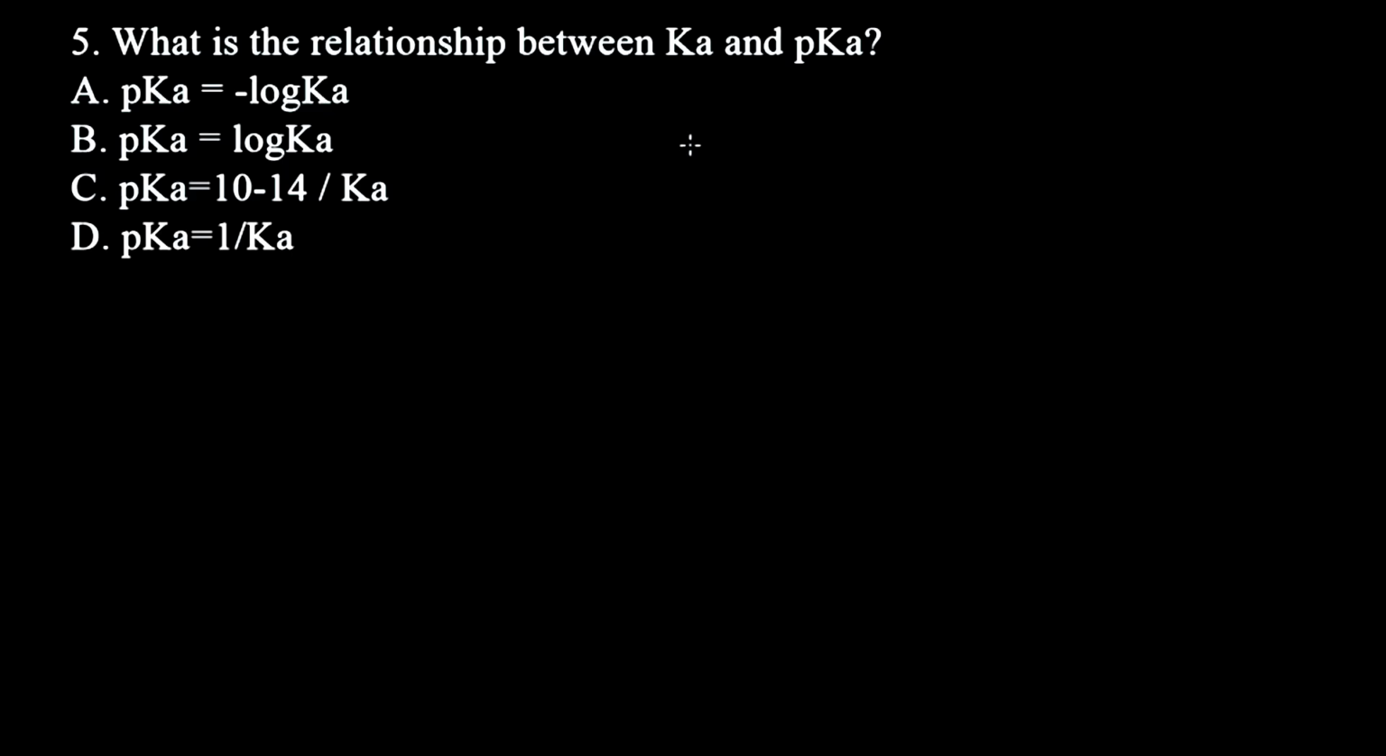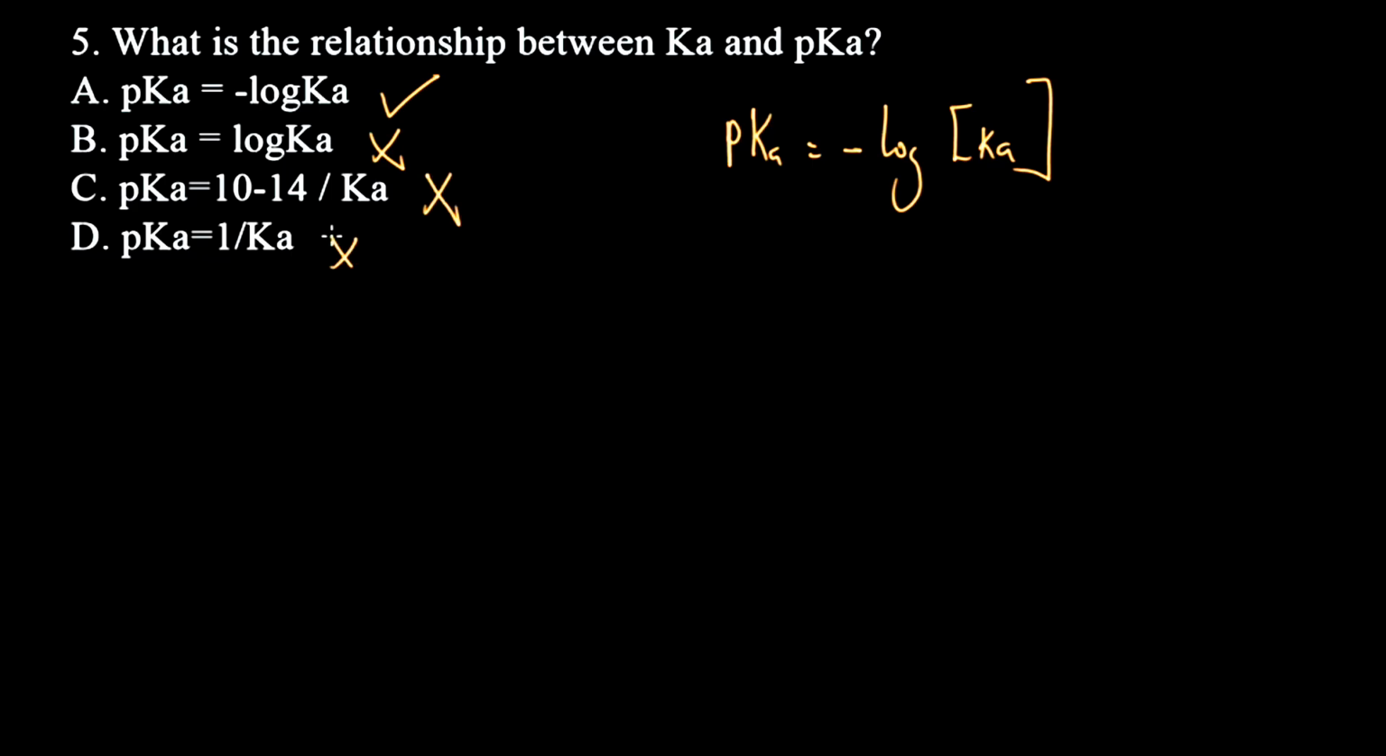All right, so let's look at this. What is the relationship between Ka and pKa? The relationship is simply pKa equals negative log Ka. So this is right, this is wrong, wrong, and wrong.